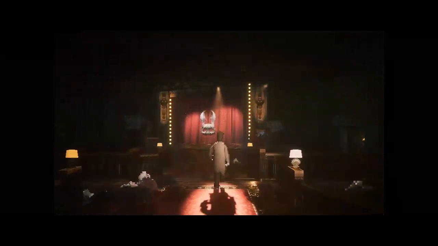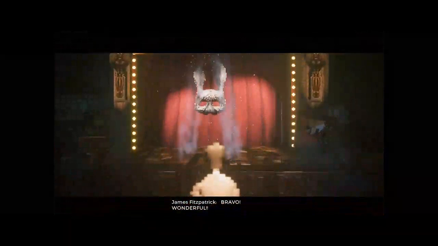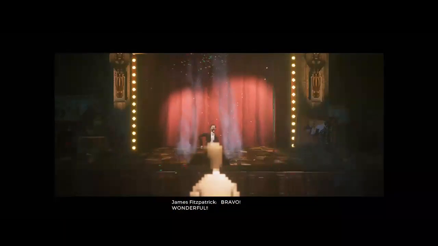Okay, just nice, we finished the wave of minions. We realized that the lights came on, and at this point in time, James appears on stage.